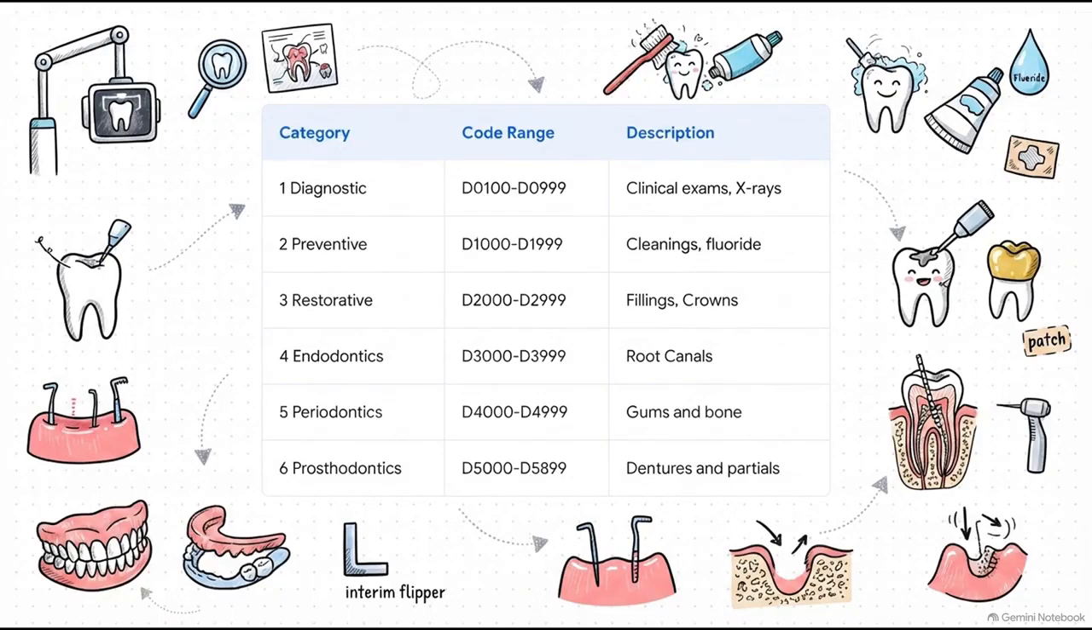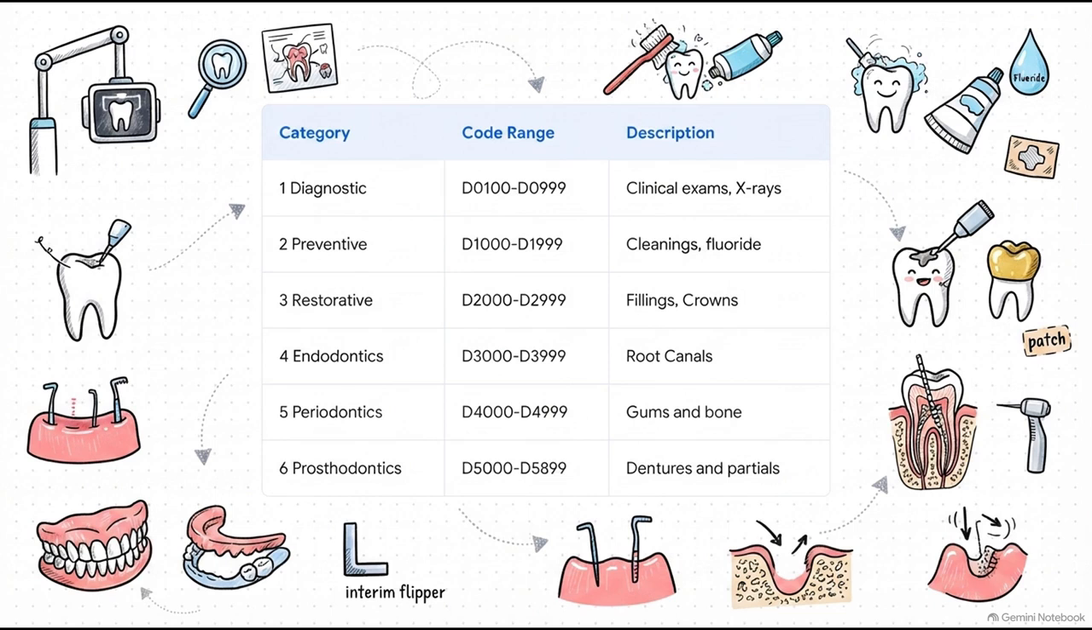Section 3, categories of service 1 through 6. Now that we've got the micro-level legend down, how a single code is built, let's zoom out to the macro map. The entire CDT code set is organized into 12 massive sections. Category 1 is diagnostic, spanning codes D0100 to D0999. That covers clinical exams, x-rays, and pathology. Category 2 is preventative, D1000 to D1999, which houses your routine cleanings or prophylaxis, along with fluoride and sealants.